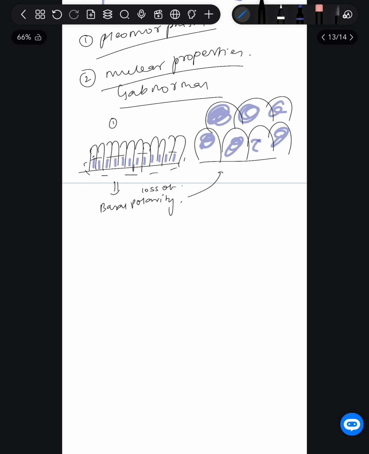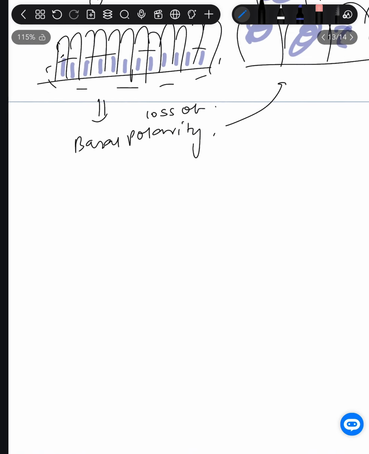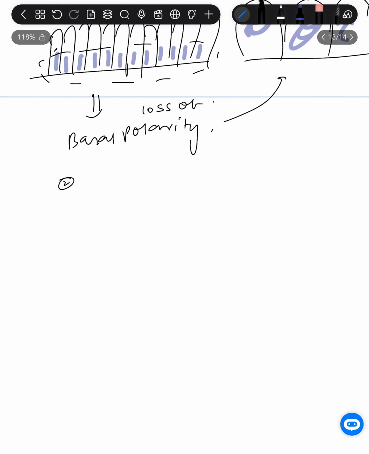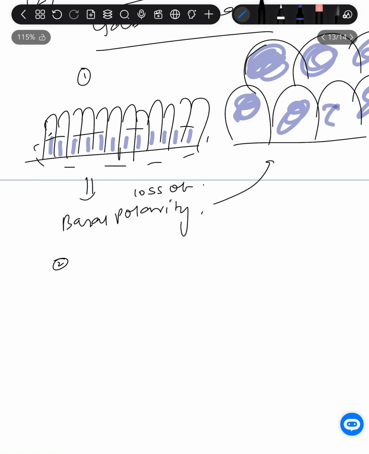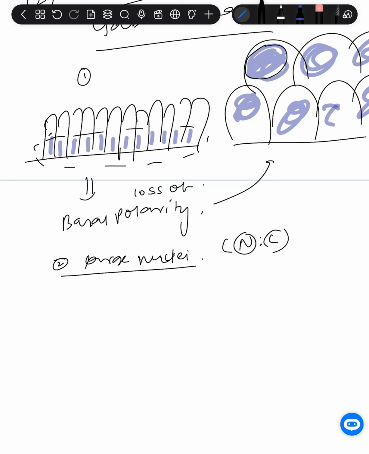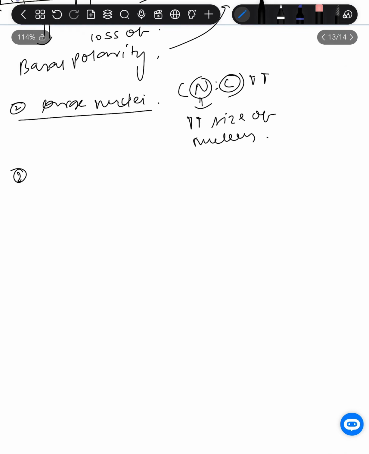The second point is abnormal nuclear properties. Can you see I made large nuclei? Do you think I was stupid enough to make this? No, this is the large nuclei. In scientific terms, we call it increased nucleus to cytoplasm ratio. If you are very intelligent, I'll tell you that an increased nucleus to cytoplasm ratio means there is an increase in the size of the nucleus.